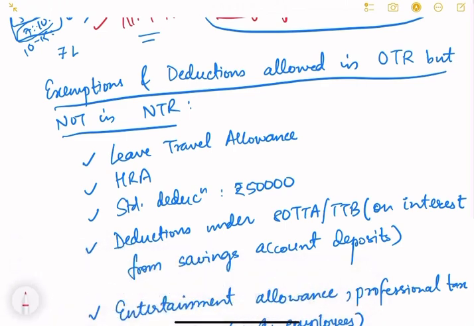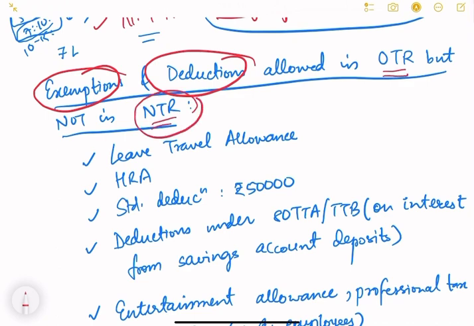What are the different kinds of exemptions and deductions which were allowed in the old tax regime but are not allowed in the new tax regime? Let us look at that.